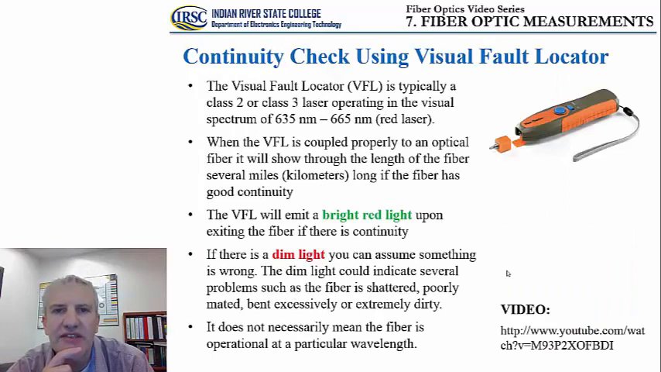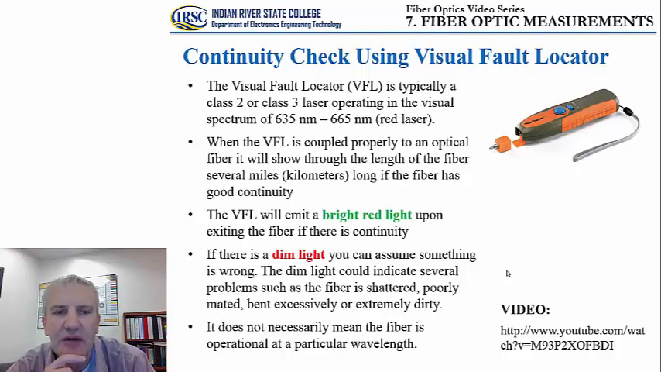Another simple test that can be performed, usually after the visual inspection, is a continuity check. Continuity check is performed using a simple visual fault locator. An example of a visual fault locator is shown here on this slide. So we're talking about a class 2 or class 3 laser that operates in the visual range. Usually we're dealing with a red laser operating at wavelengths of around 635 to 665 nanometers.